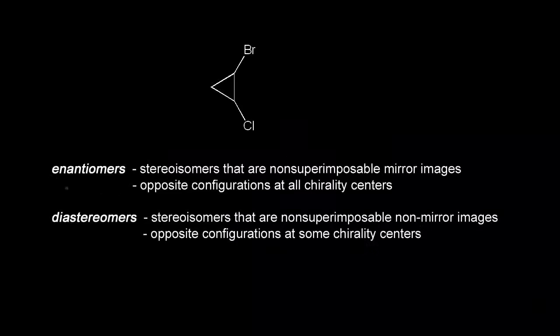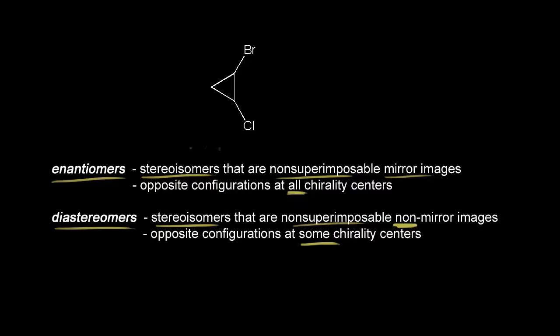We've already spent a lot of time talking about enantiomers. These are stereoisomers that are non-superimposable mirror images of each other, and they have opposite configurations at all chirality centers. Diastereomers are also stereoisomers, but these are stereoisomers that are non-superimposable, non-mirror images of each other. So these are stereoisomers that are not enantiomers. And diastereomers have opposite configurations at some chirality centers.